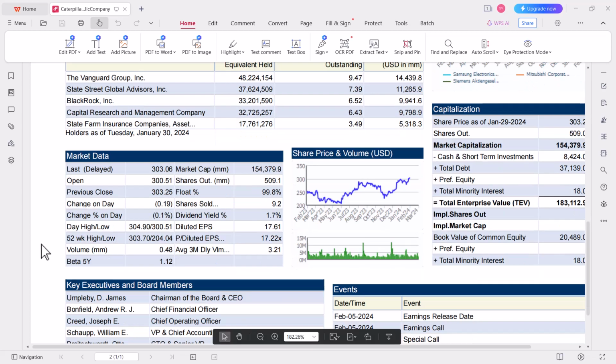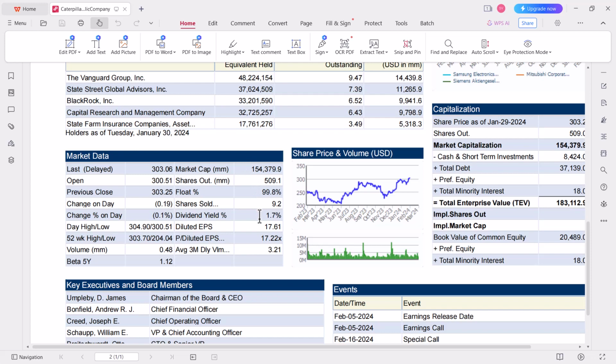So at the time that this video was recorded, the price of the stock for Caterpillar was $303.06. The beta, which we're going to talk about later on, was 1.12. The market cap, and this is in millions of dollars, so the market cap for Caterpillar was $154 billion at the time of this recording.